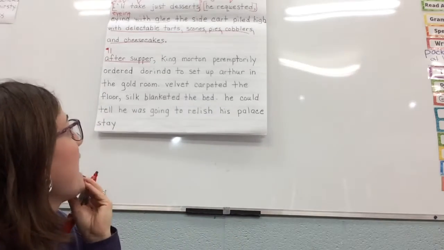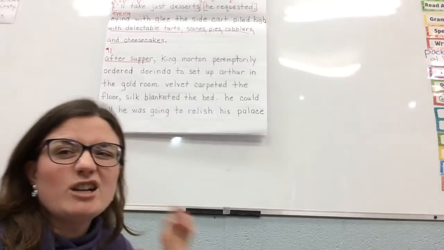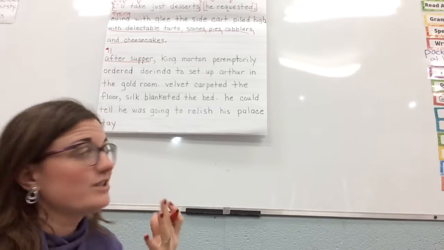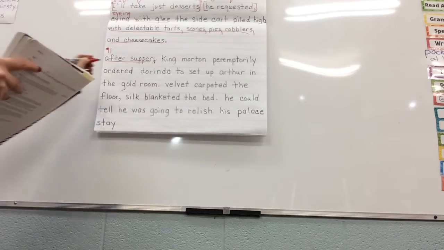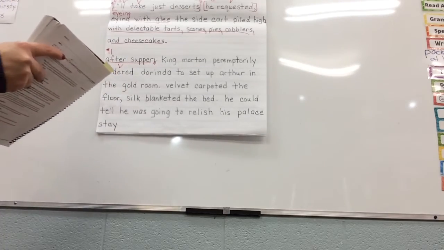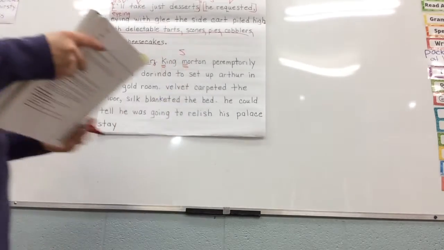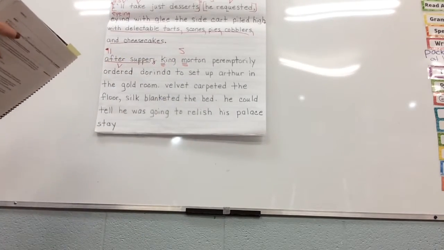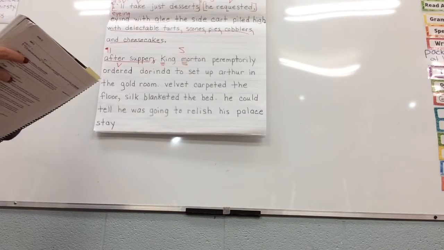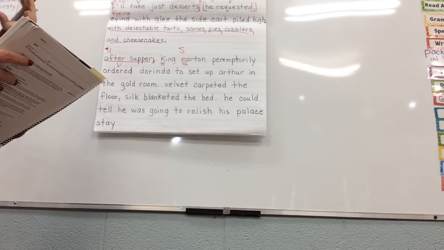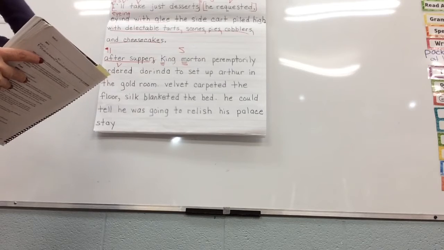So if I say, after supper, King Morton peremptorily ordered Dorinda to set up, I don't really pause there. So I'm actually going to get rid of the comma here. And then I'm going to find my first verb, which is ordered. Who ordered? King Morton is going to order, and I hope you capitalize King and Morton. Peremptorily is our word for today, and it means without room for refusal. Okay? Meaning it's happening, you have to obey him. There's no option to say no to King Morton right now.